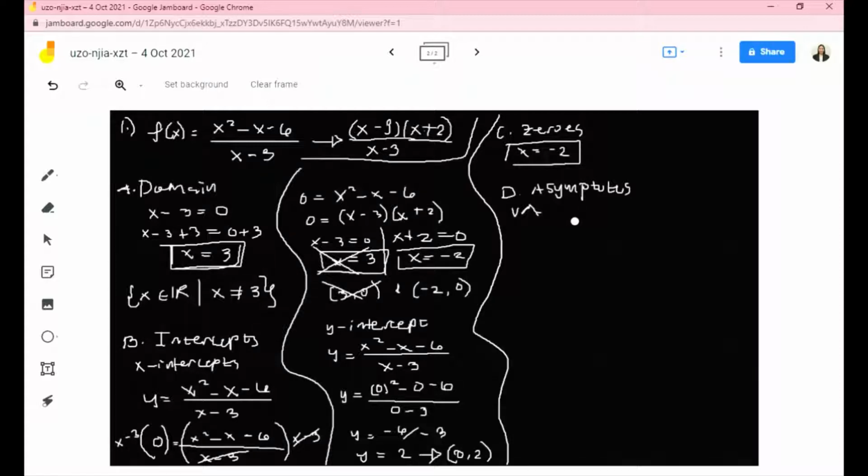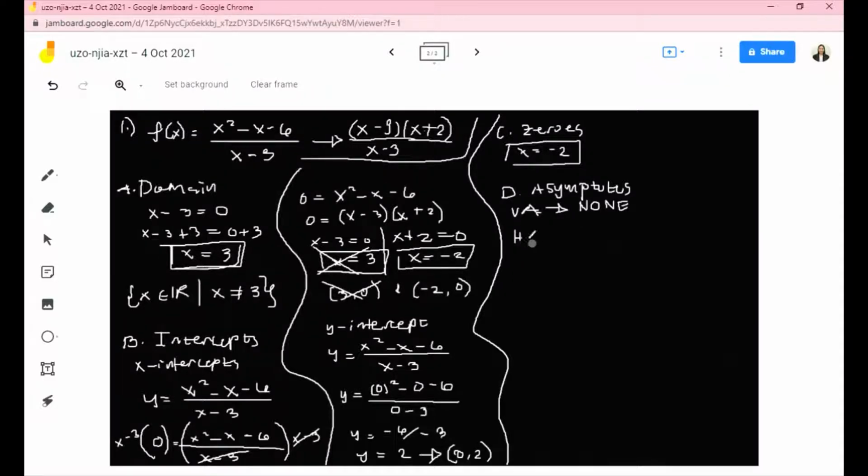So for the VA, before we can write down the restricted values of our x, we need to see if there is a common factor in our function. In this case, we have x minus 3 on the numerator and x minus 3 on the denominator. There is a common factor, which means there is no vertical asymptote.